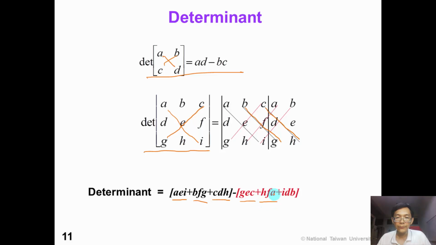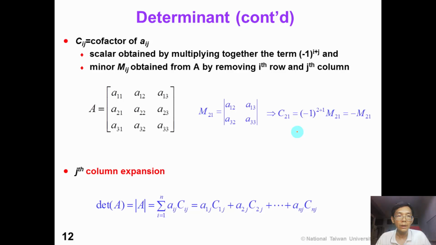minus FHA, minus IDB. So this is a 3 by 3 determinant. If you have a more than 3 by 3 matrix, then we will need a column expansion.